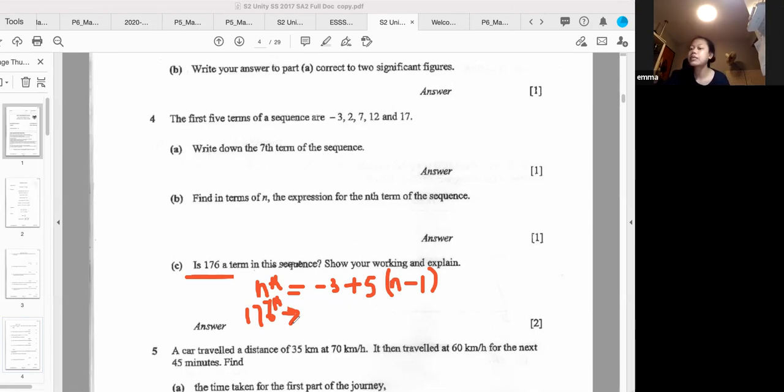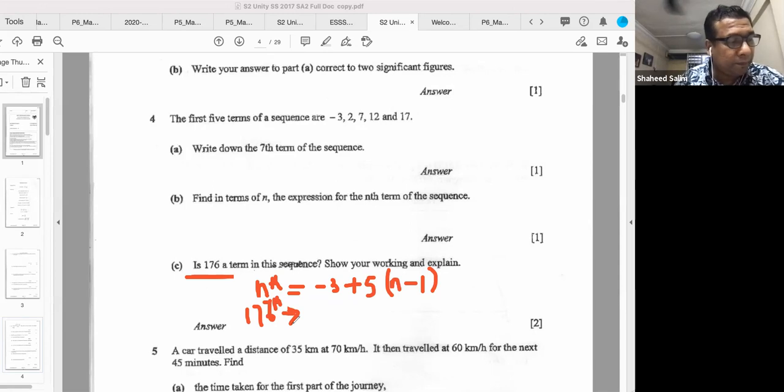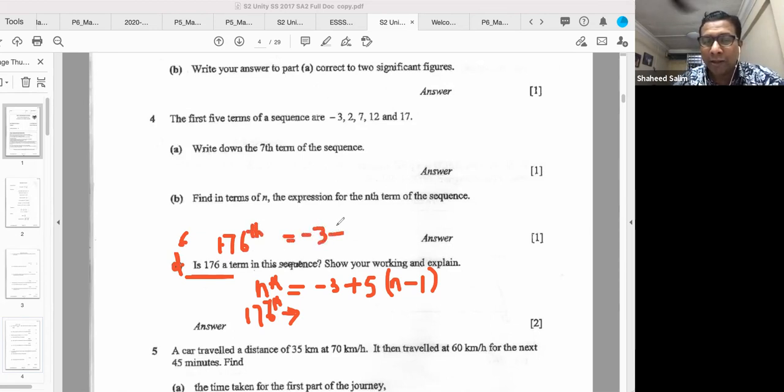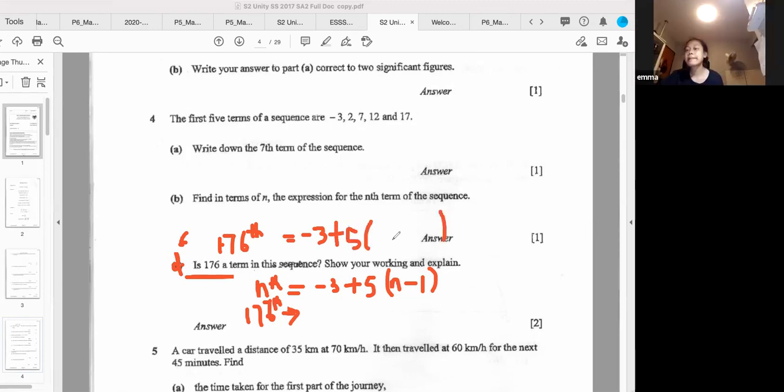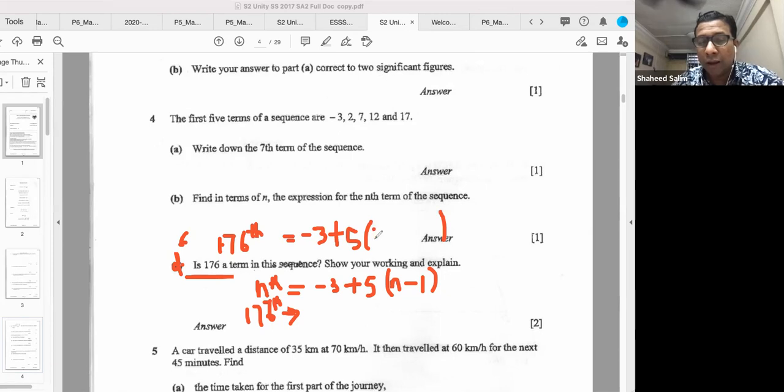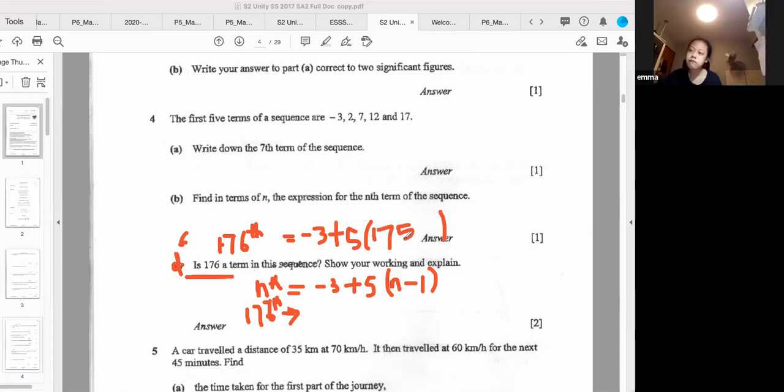872. Hold on, hold on. Oh, okay. So sorry, I did not read the question. Okay, I'm going to change the question. We put a C and this one is going to be a D. So sorry, my mind was drifting. If I ask for the 176th term, you get -3 plus 5 times, then 176 minus 1 is 175. So 175 times 5, you got 872.